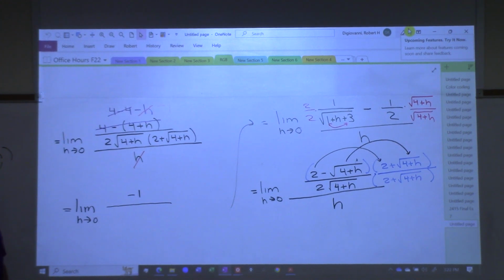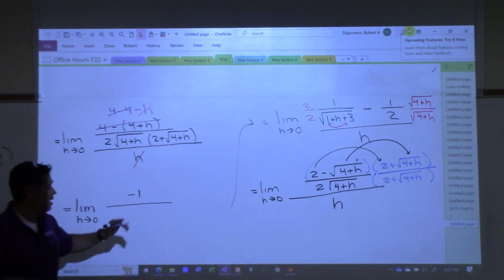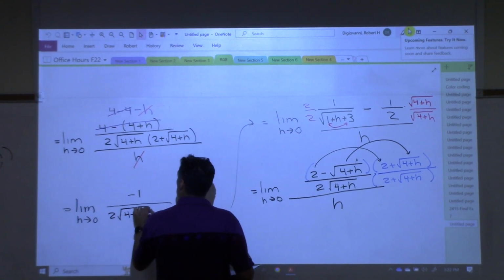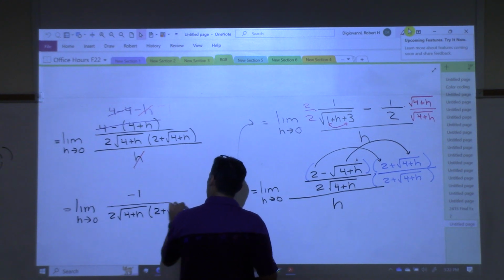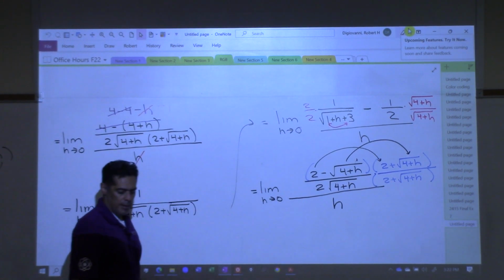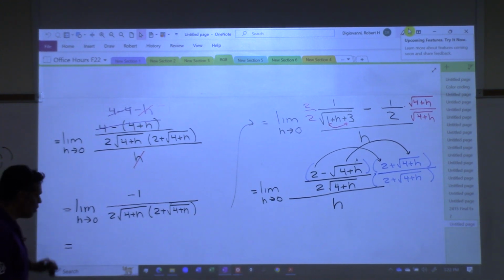And then on the bottom, what's still here? I see it was supposed to be in parentheses. Yeah. Okay, so all that, right? Okay, and that's it, right? That's all that's left? 2 root 4 plus h, parenthesis 2 plus root 4 plus h. And then we don't have a problem anymore, right, Aaron? I mean, we've canceled the h's out. So now we should just be able to let h go to 0. So no more limit.